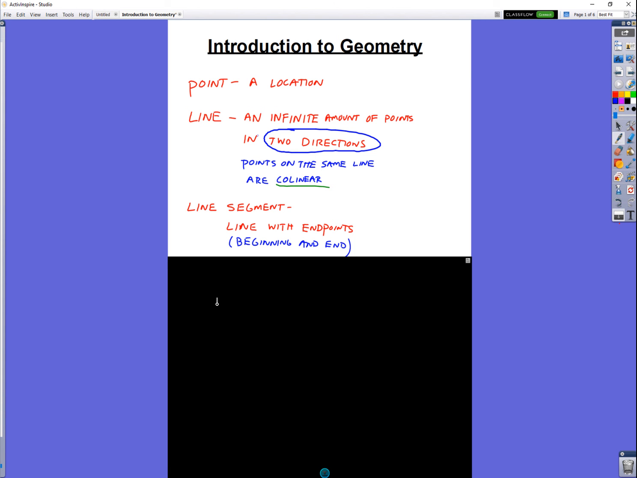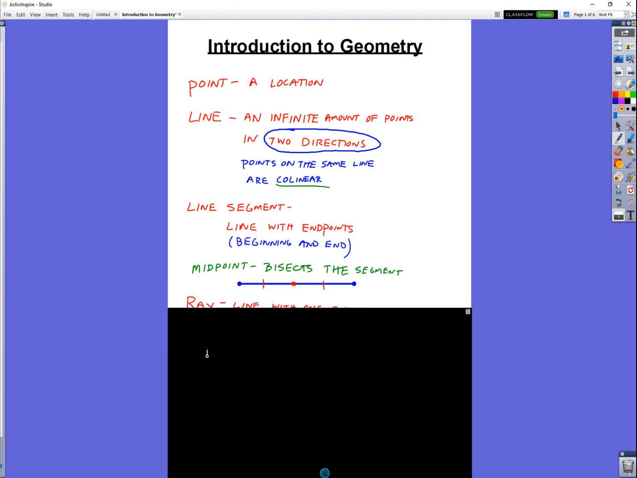If you see an arrowhead, that means they're going on forever. So if you see two arrowheads, that's a line. But if there's going to be a beginning and an end, you're going to see end points. Instead of arrowheads at the end, you're going to see two points that mark a beginning and an end.